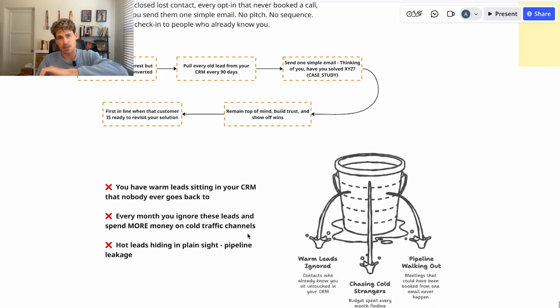You guys are spending money to acquire leads, and then when you don't sell those leads, you don't actually have a system to sell back to them over time. You're constantly spending on new acquisition, cold traffic channels, as opposed to capturing a lot of that revenue in-house.